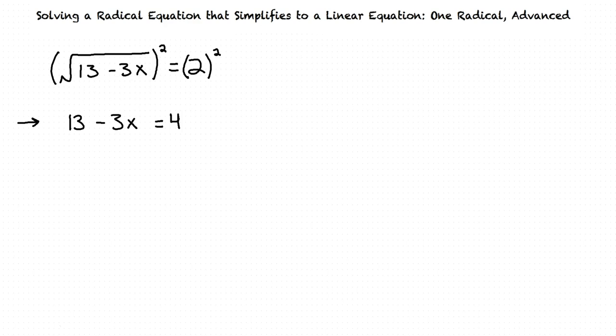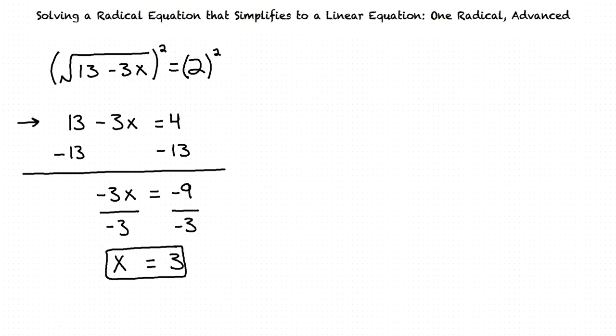What do you think we should do next? We need to isolate x to one side, so we should subtract 13 from both sides of the equation. That's right. This results in negative 3x equals negative 9. The last step would be to divide by the coefficient of x, which is negative 3, and this leaves us with x equals 3. Great job!